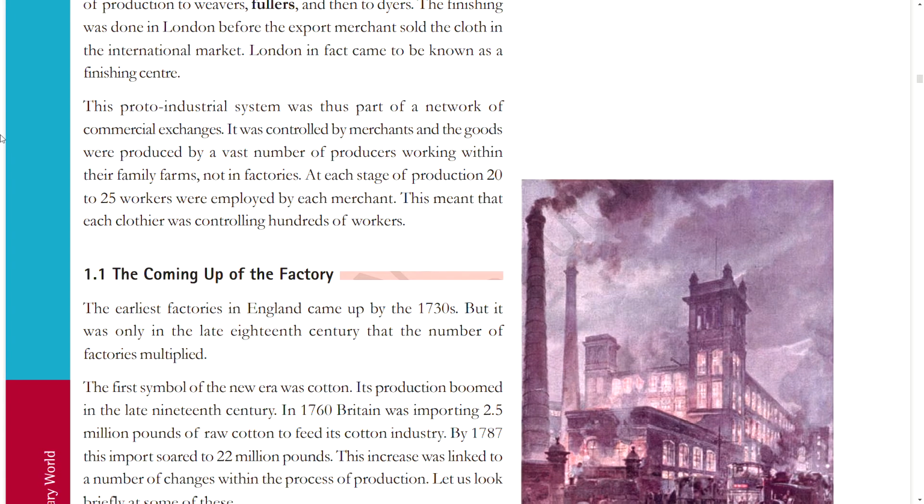The proto-industrial system was thus part of a network of commercial exchanges. It was controlled by merchants and the goods were produced by a vast number of producers working within their family farm, not in factories. At each stage of production, 20 to 25 workers were employed by each merchant. This meant that each clothier was controlling hundreds of workers.